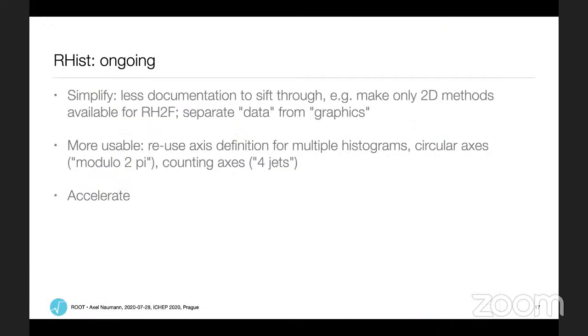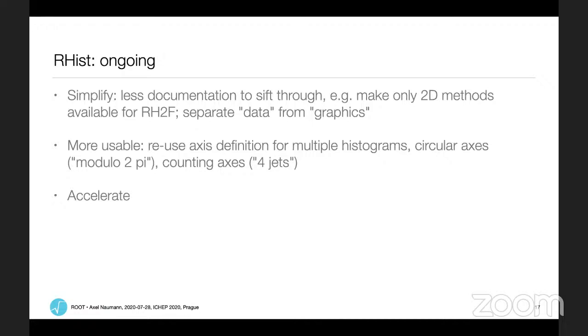Our HIST is ongoing. That's the replacement of TH1, 2D, and so on. The goals are to simplify the interfaces. We want to have less documentation for you to sift through to find the feature that you need. For example, simple things like making only 2D methods available for the 2D histogram. We are separating data from graphics, sort of the obvious things that one would want to do when revisiting histograms.